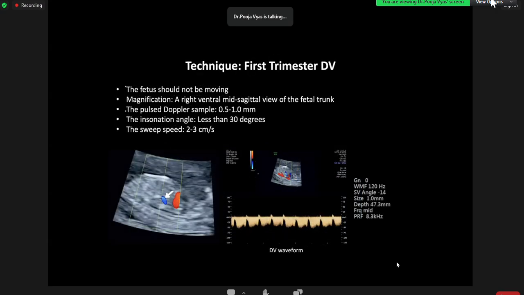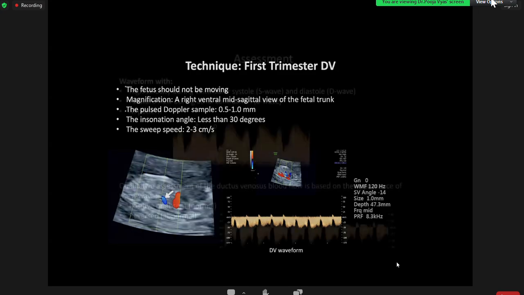Now, how do we sample the DV? In the first trimester, we will take a sagittal section and we are going to switch on pulse Doppler. The sample size is going to be 0.5 to 1 millimeter and the angle of insonation will be less than 30 degrees and the sweep speed will be 2 to 3 centimeter per second.